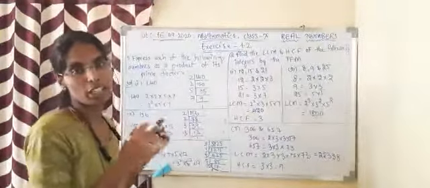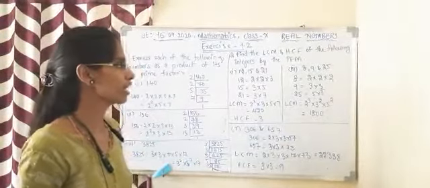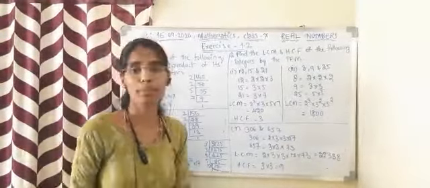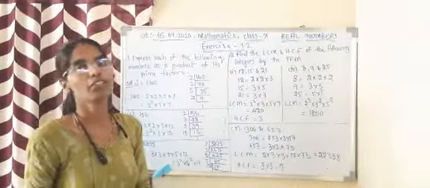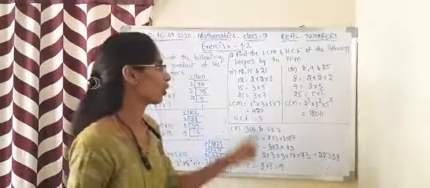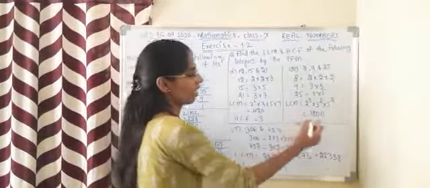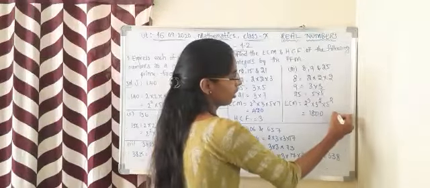Now, the remaining 4 and 5 problems are part of homework. Now, find the LCM and HCF of the following integers by the prime factorization method. For the given numbers, first we have to find out the LCM. To find the LCM, you know the process, right?